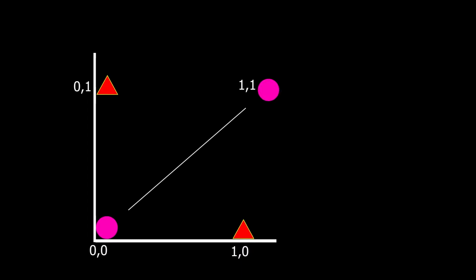Now let us look at the XOR logic graph. If we look at the XOR logic graph, we can see that the hyperplane cannot separate our data linearly because the pink dot overlaps with the red triangle. This is why we use a multi-layer perceptron network or a neural network.